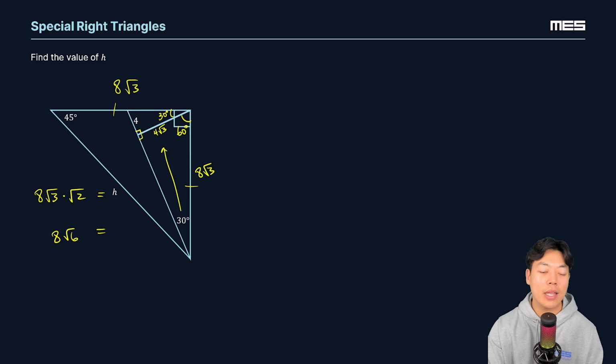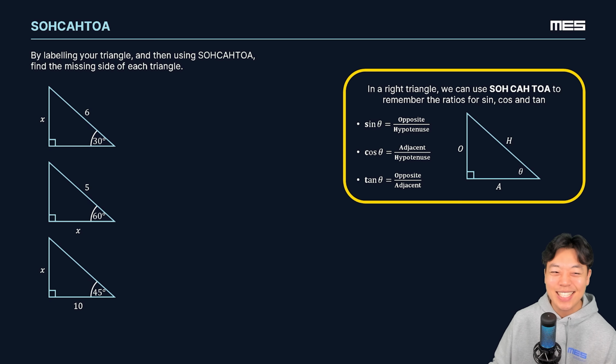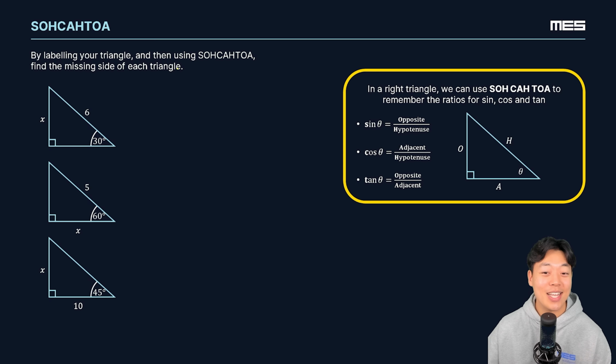Simple, but there are some things we have to recognize. The hardest part of these types of problems is just starting to annotate. Annotate everything that you know, and eventually you get to the right answers. All right, Soh Cah Toa, one of our favorite things to do. By labeling your triangle and then using Soh Cah Toa, find the missing side of each triangle.